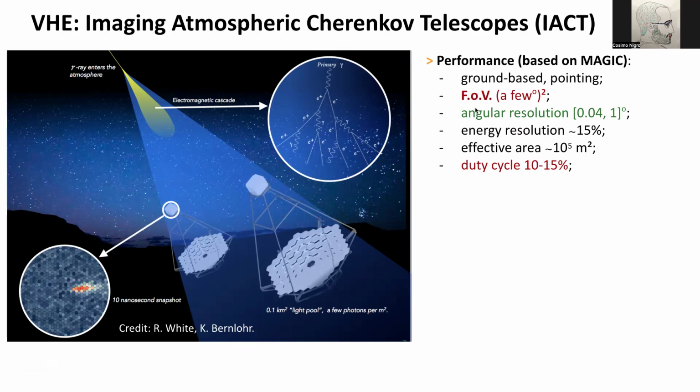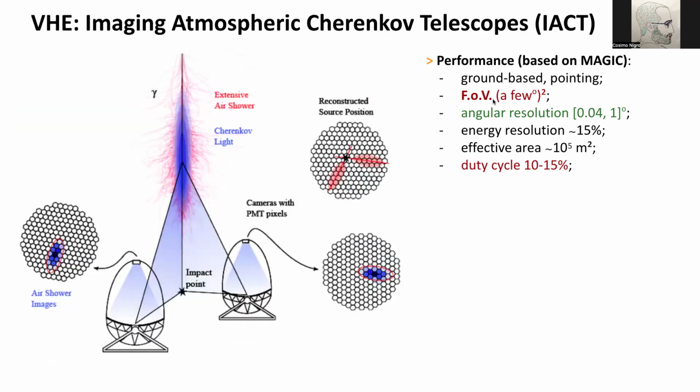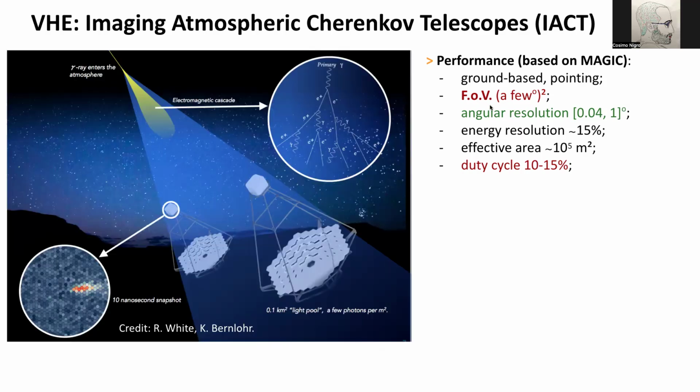The disadvantage of this instrument, they are ground-based, of course, they are not in space, is that the field of view is very small because they are pointing instruments. Since they are on the ground, you can observe a small patch of the sky and you have to point them. Their angular resolution is very good. It goes well below 1 degree. Also, their energy resolution is good and their effective area is quite big. So they are efficient in detecting very faint gamma ray emission at the highest energy.